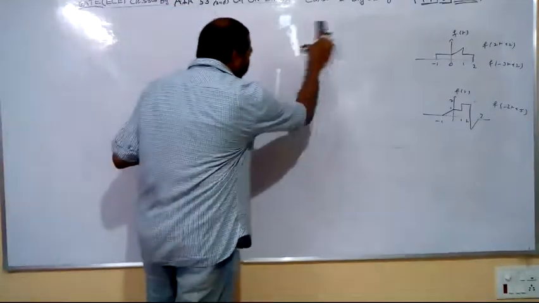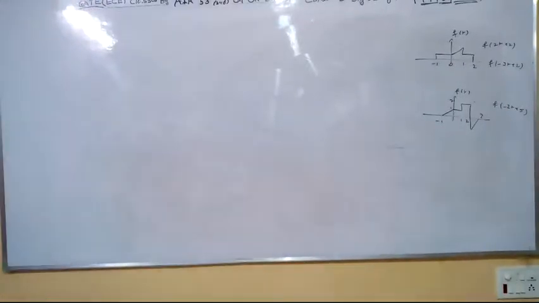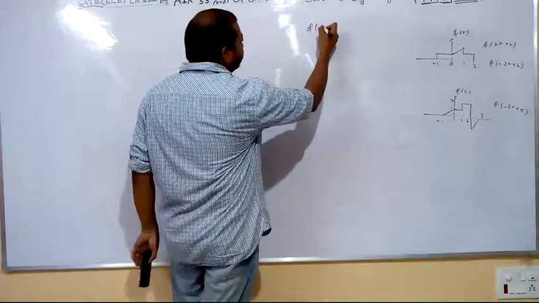So the first procedure you have to follow. Recommended procedure is first do the shifting, then followed by the scaling. First do the shifting. The shifting corresponding signal is f of 2t plus 2.